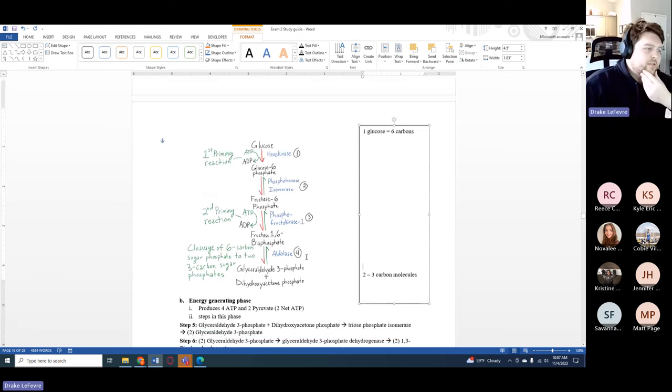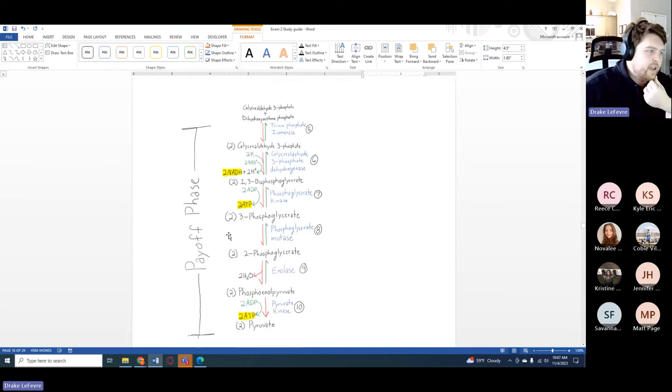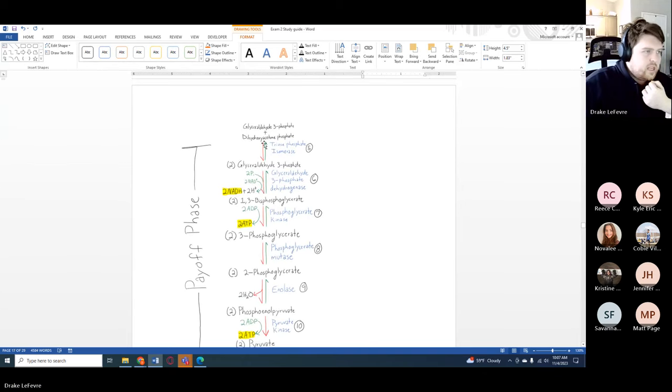Okay, so this is all the priming phase. Now we have the energy generating phase, or the payoff phase. We have our glyceraldehyde 3-phosphate and our dihydroxyacetone phosphate. This enzyme right here, triose phosphate isomerase, its job is to convert the dihydroxyacetone phosphate. It's going to rearrange it.